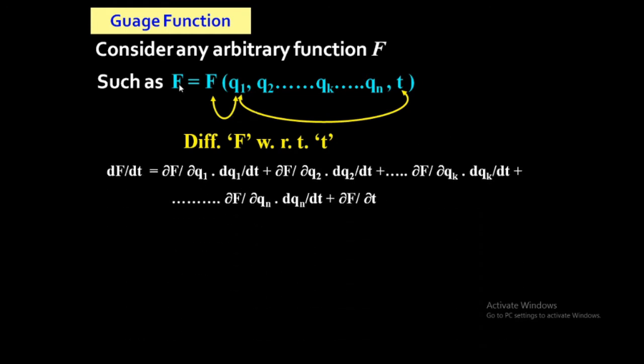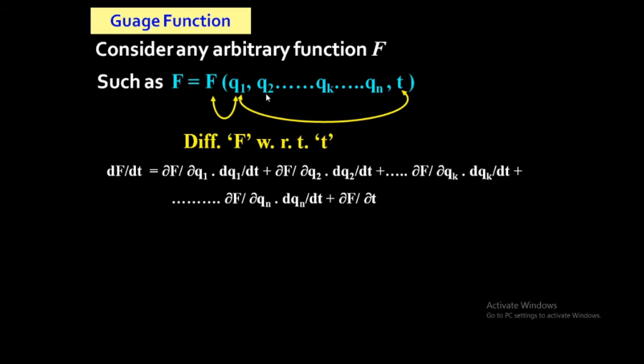The left hand side differentiated with respect to t means df by dt. The left hand side is very easy. But what about the right hand side? First of all differentiate f with respect to q1, del f by del q1. Then again differentiate q1 with respect to t, dq1 by dt. So first you have to differentiate partially, then you have to differentiate fully. Del f by del q1 into dq1 by dt.